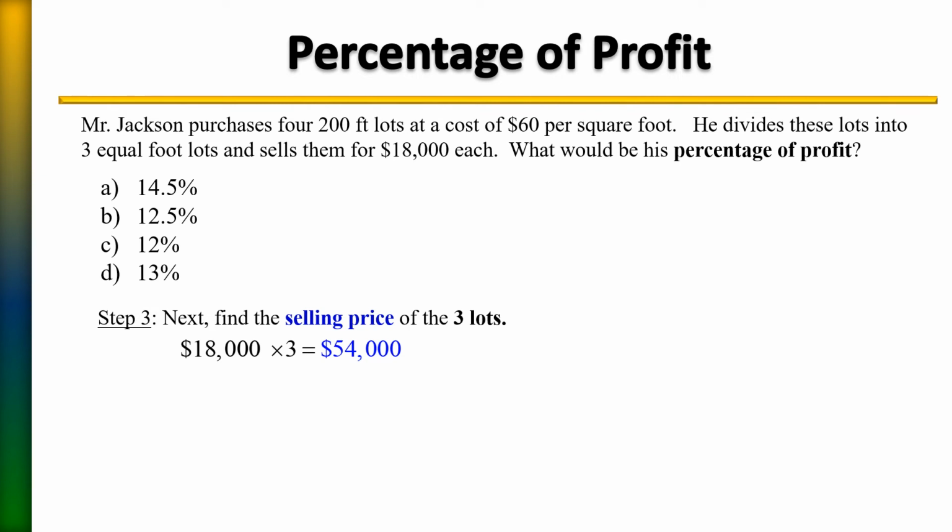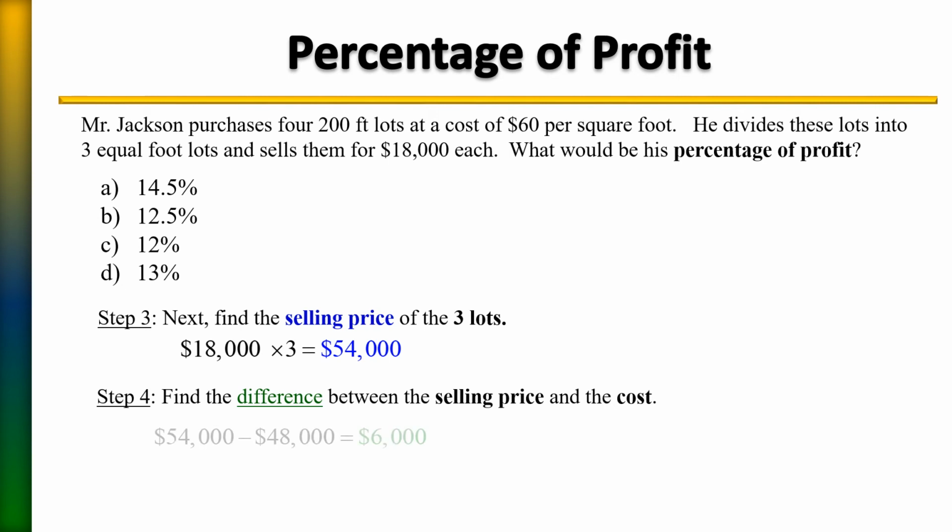The next thing we're going to do is find the difference between the selling price and the actual cost of the lot. So remember, we had the amount of 48,000, and now we have the 54,000. We're going to subtract those two, and what we get is 6,000.